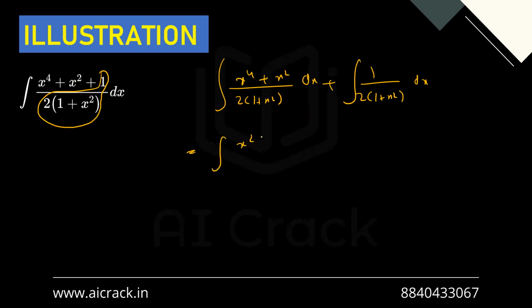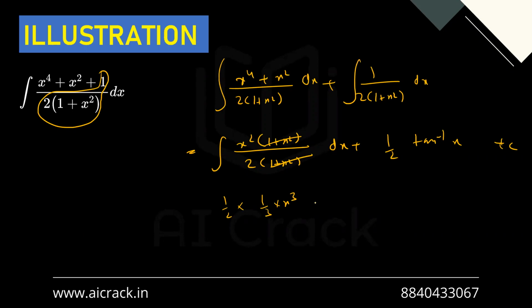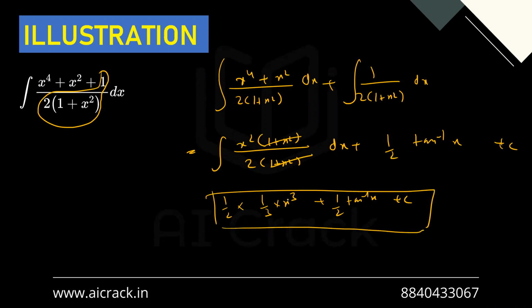This would give me x square times (1 plus x square) in the numerator, that would give me x square by 2 dx, plus this is nothing but 1 by 2 times tan inverse x plus c over here. And this gets cancelled out. This is x square by 2. For x square we have the integral 1 by 2 times 1 by 3 into x cube, plus 1 by 2 tan inverse x plus c. So this is our final answer. I'm sorry for the poor handwriting, but yeah.